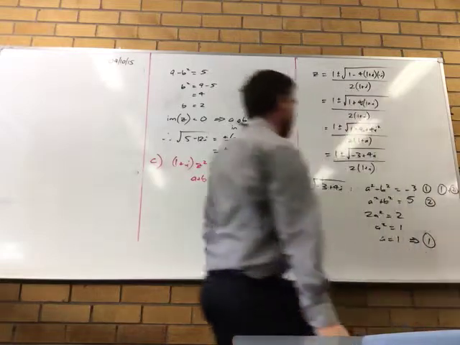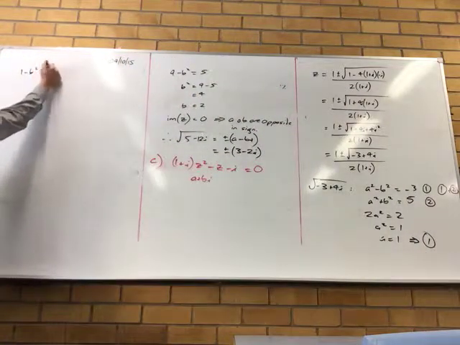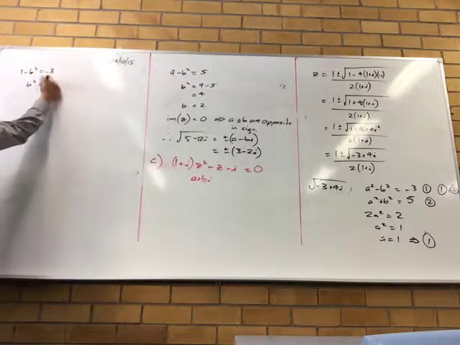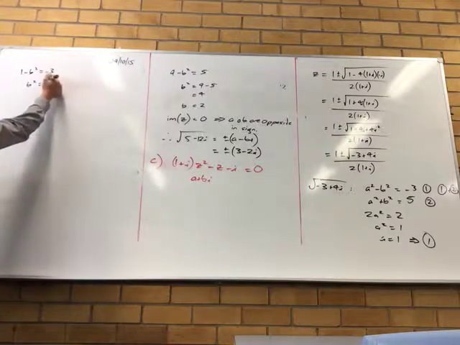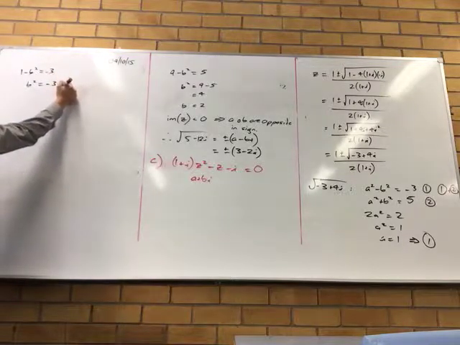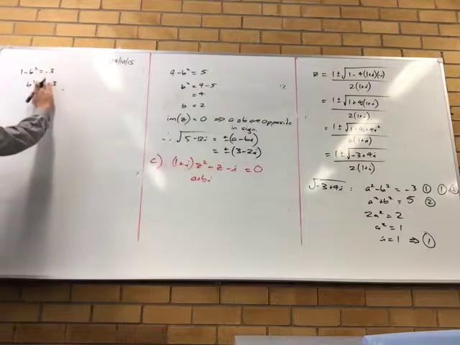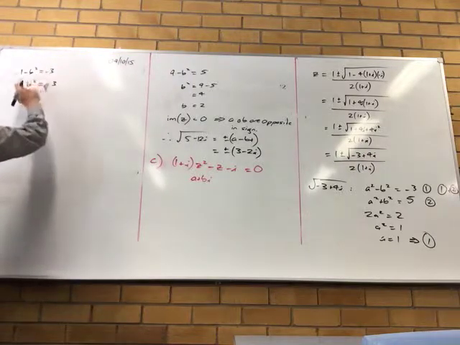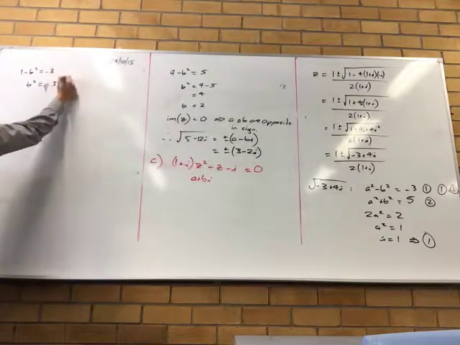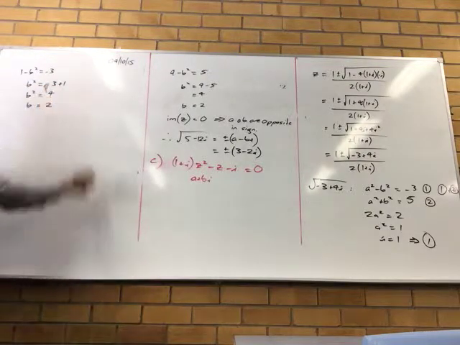Substituting into 1: 1 minus b squared is -3, so b squared is going to be -3 minus 4, so positive 3 plus 1. So b squared is 4, b is going to be 2.